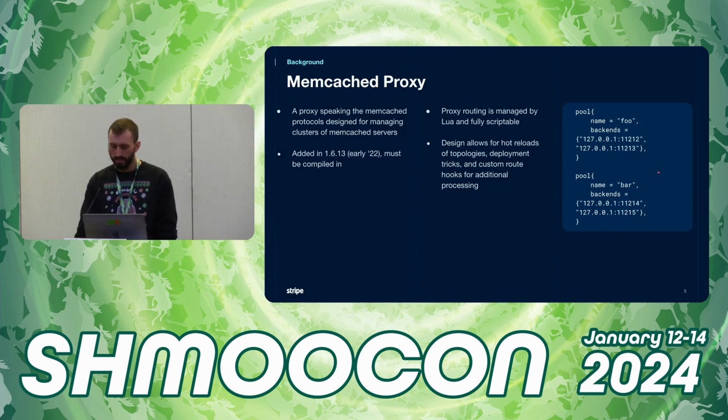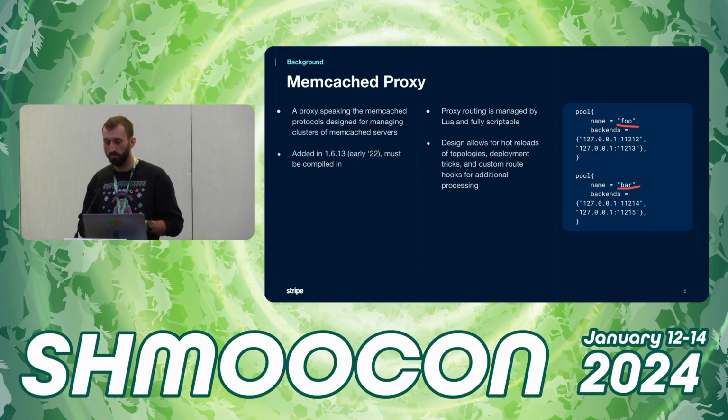On the right-hand side here, you can see what the Memcache proxy definition looks like. Here, it's just defining two different pools. This one is named foo, and this one is named bar. So any meta set or meta get to a key that's in the path of foo is going to be routed to those backends, and similarly with bar. And so this allows for a lot of dynamic flexibility in terms of how you're routing specific requests.